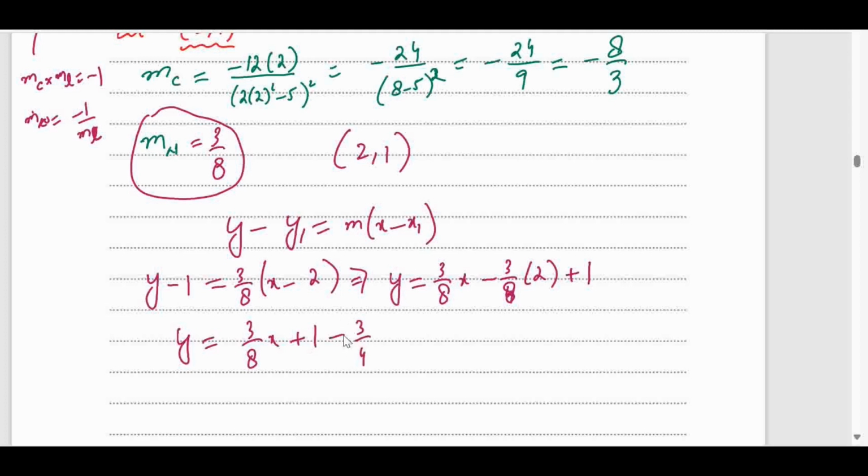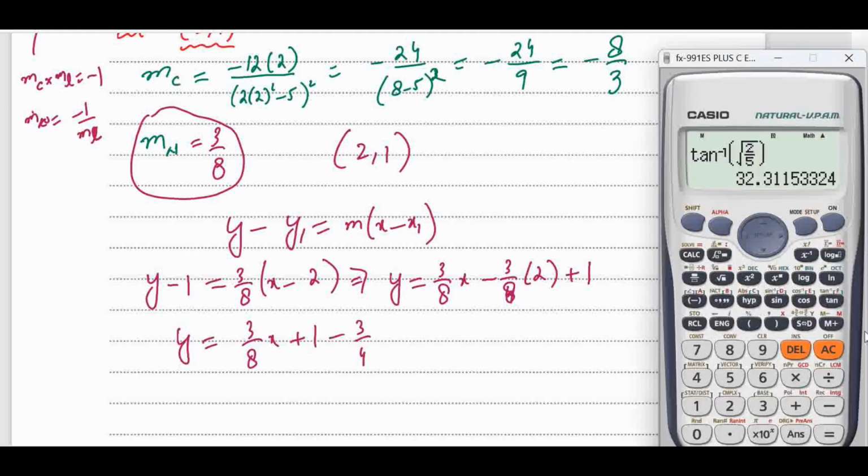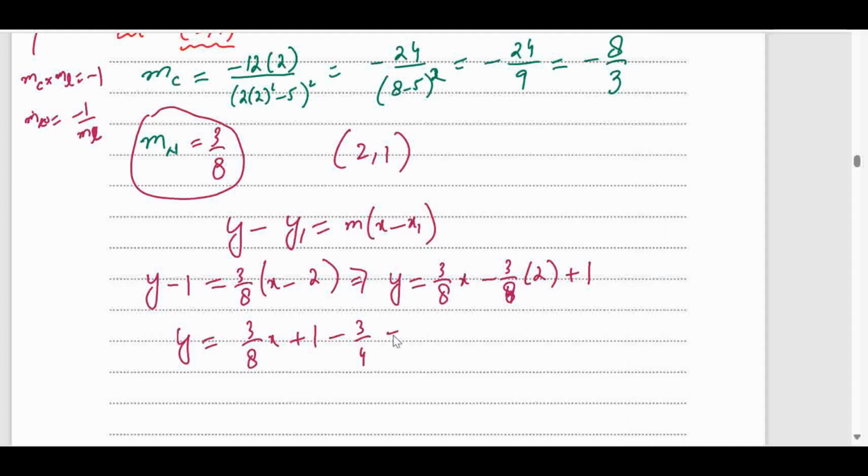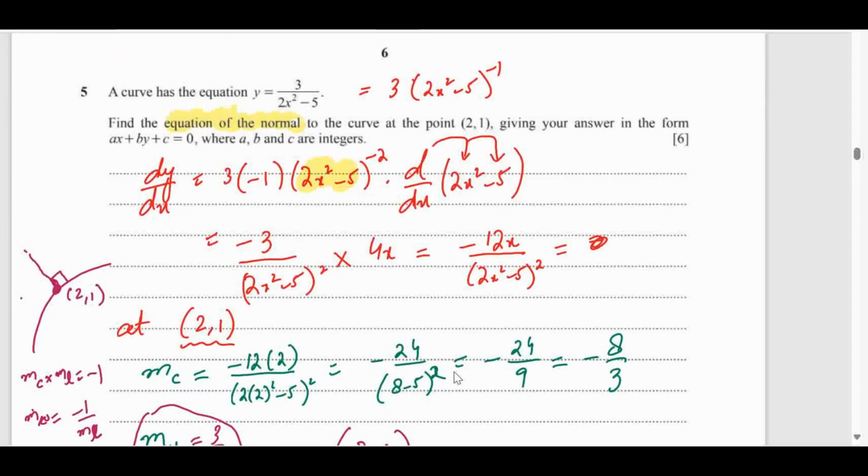Now we can simplify the constant: 1 − 3/4 will be equal to 1/4. So finally I can write y = 3/8 x + 1/4. This is in the form y = mx + c. Let's read the question again. Giving your answer in the form this.